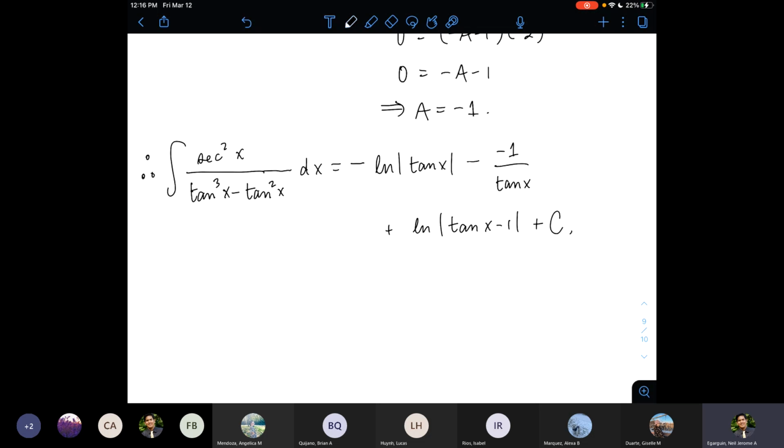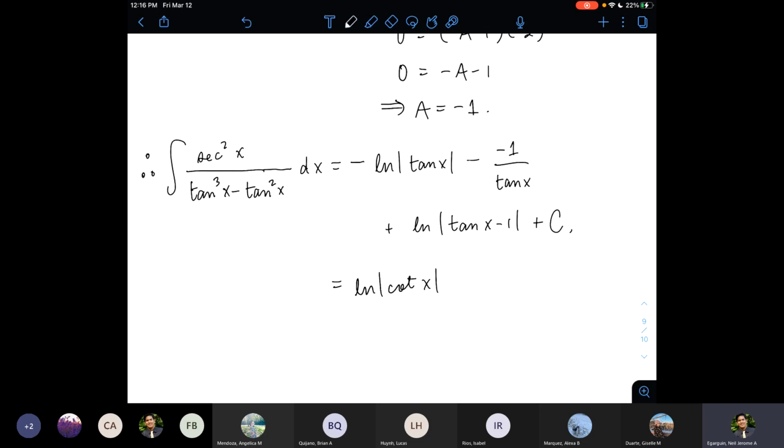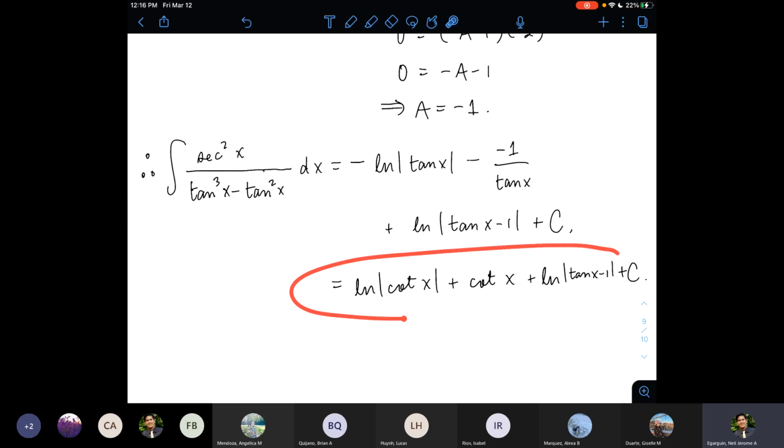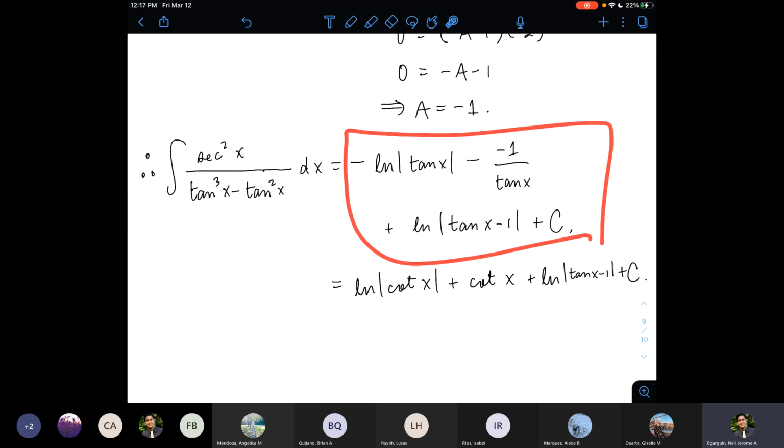But you can rewrite the answer this way if you want to impress with your knowledge of prerequisite stuff. So you can write it as ln of absolute value of cotangent x plus cotangent x plus ln of the absolute value of tangent x minus 1 plus the arbitrary constant c. This solution looks better, but it's not required that you write your solution that way. This actually is perfectly fine with me.